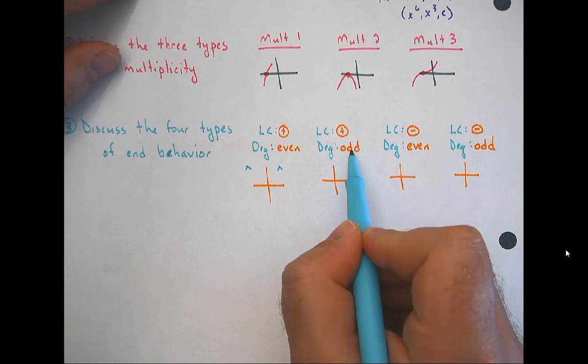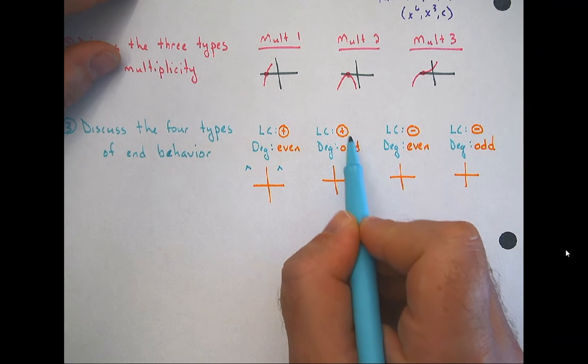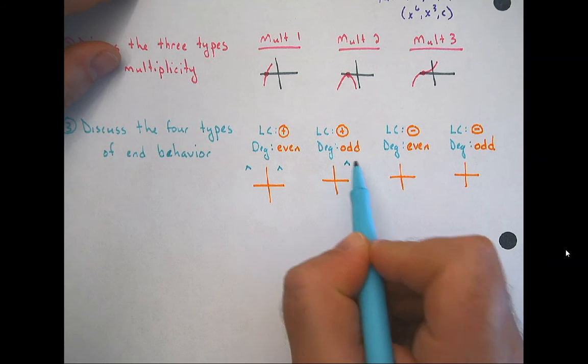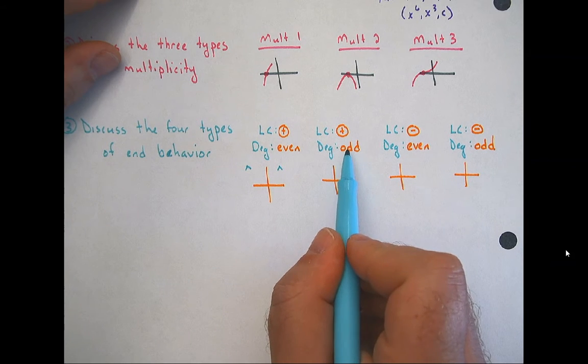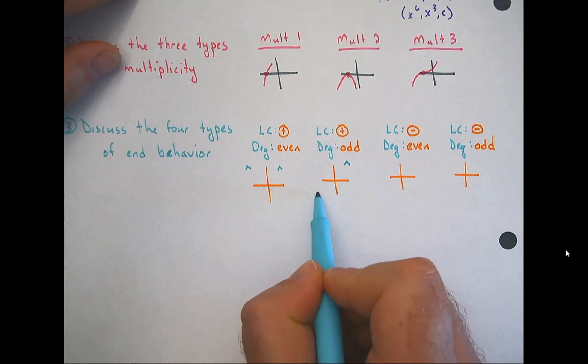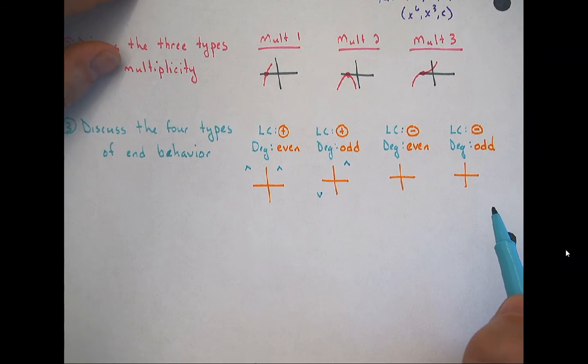Okay, these are positives. What's a positive an odd number of times? Positive times another positive is positive. These are negatives. A negative an odd number of times is negative, times a positive is negative. So that branch would fall down.